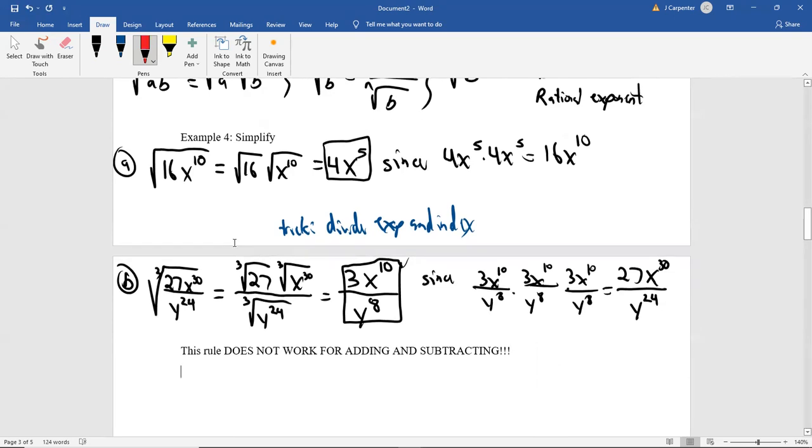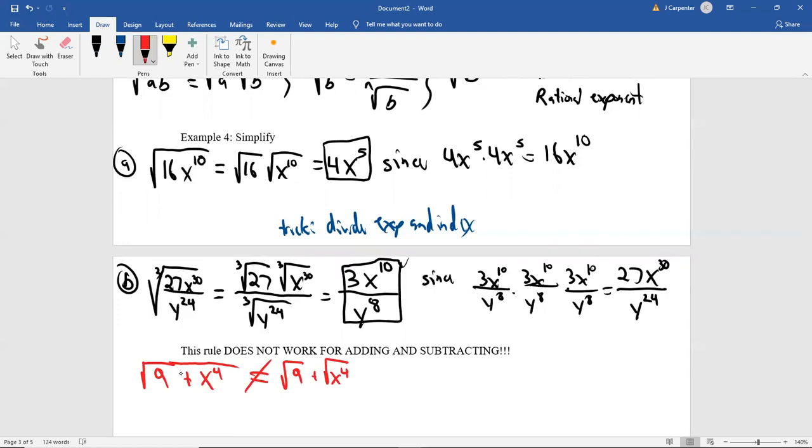So we cannot say something like the square root of 9 plus x to the 4th is equal to the square root of 9 plus the square root of x to the 4th, or even if it was a subtraction. This is not ever going to work. These are much more complicated scenarios that we'll get into another day.